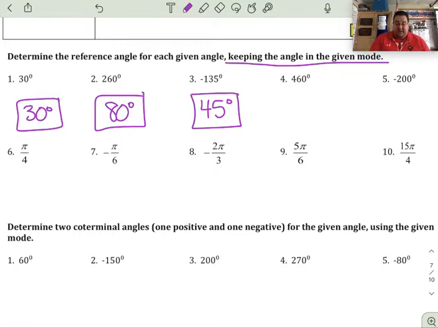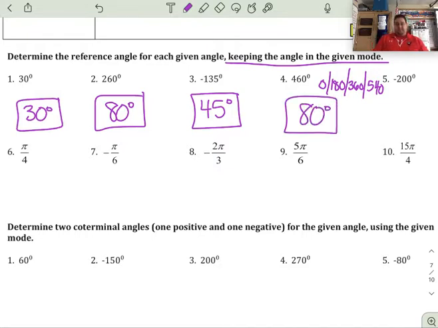So if we keep going with that same pattern, closest to 0, 180, 360, if we add another 180, so basically we're going half times around the circle, right? So 0 is on the right side, 180 on the left, 360 back on the right. If we go one more time around to the left, that's going to be 540. And we're actually 80 degrees away from 540, so your reference angle would be 80 degrees.